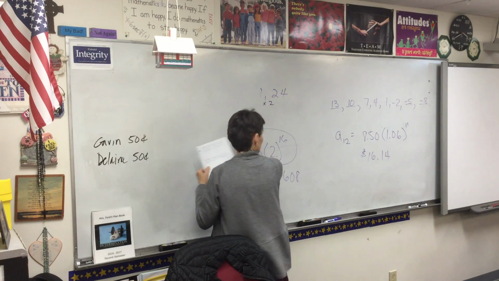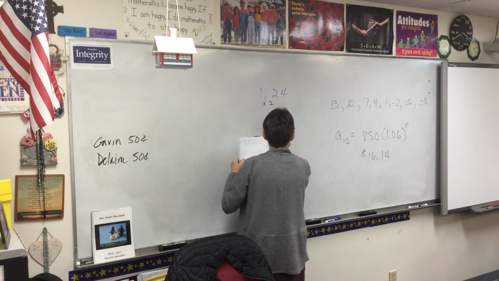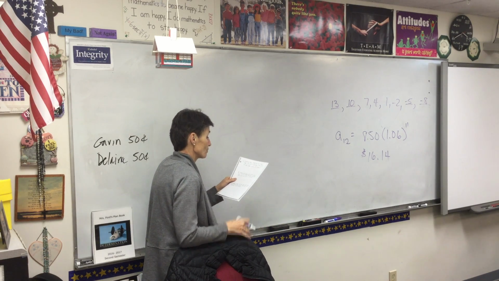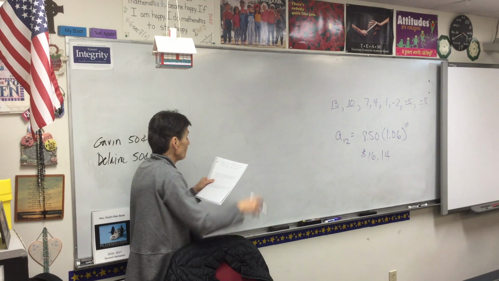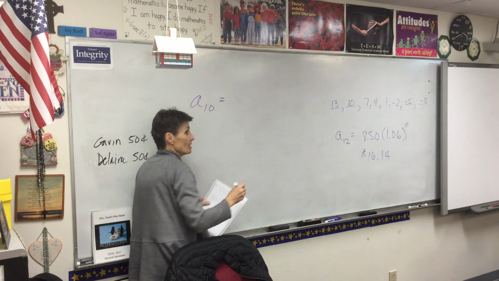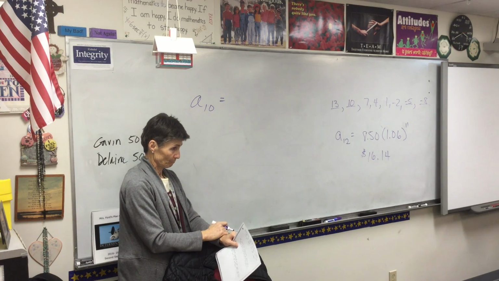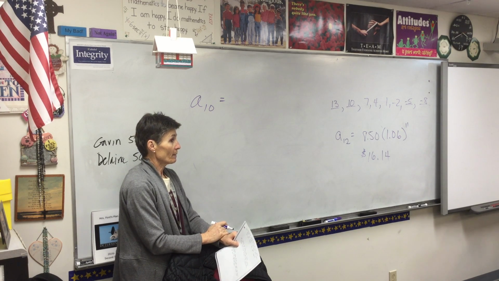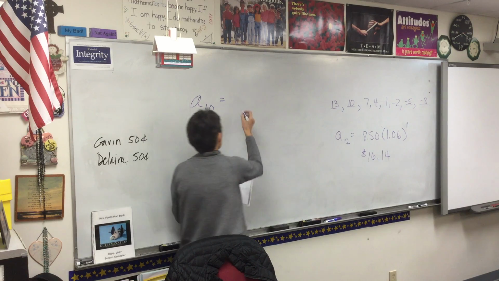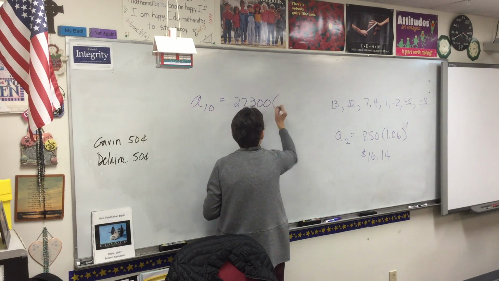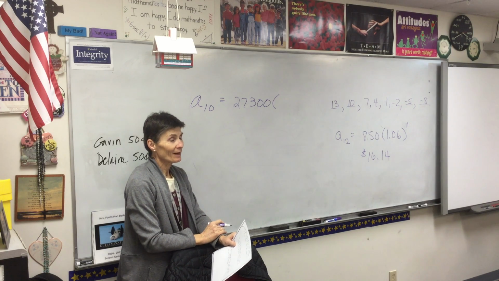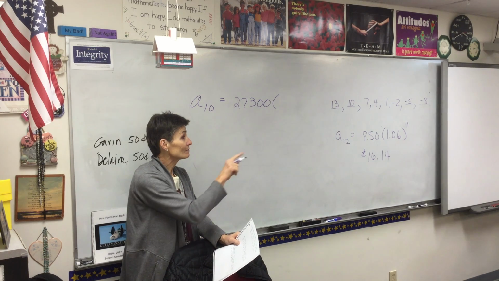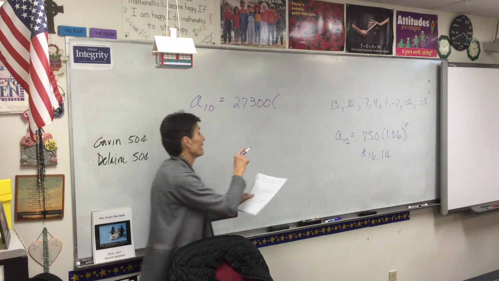Decreases. So Gray's car is going down in value 2.5% every year. If it is worth $27,300 now, how much will it be worth in 10 years? So would you agree I'm looking for A sub 10? A sub 9. Oh, wait. And what am I going to start with? 27,300. And what am I going to multiply it by? What? I heard it. 0.975.